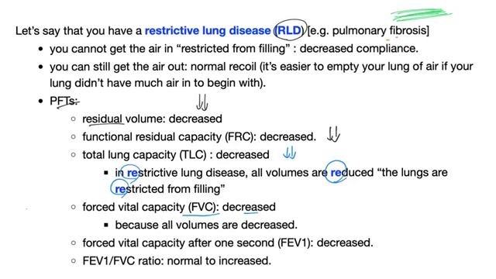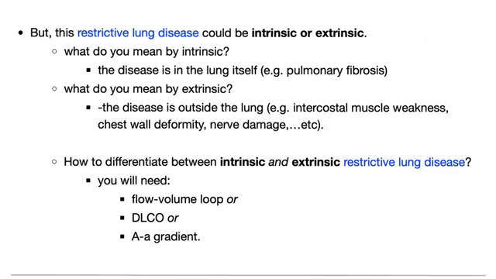FVC decreased. FEV1 decreased. FEV1 to FVC ratio normal to increased. But here is where spirometry fails to actually diagnose the disease. We have two types of restrictive lung disease. It could be intrinsic or extrinsic. Intrinsic means the problem is in the lung itself. Extrinsic means it's outside of the lung. Example, thoracic cavity, the thoracic cage. It can also be muscle weakness, chest wall deformity, or nerve damage.